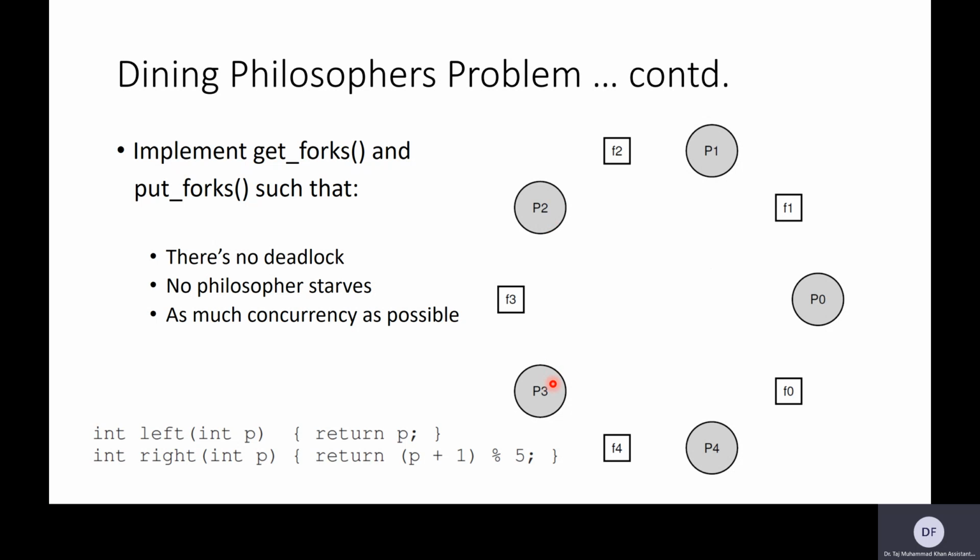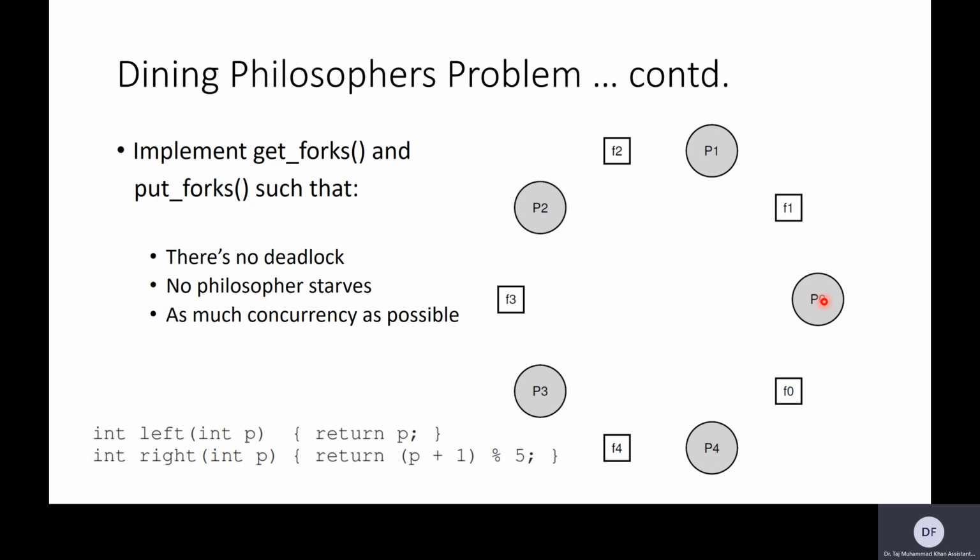P3 gets scheduled, again calls get forks, calls sem_wait on the left one, acquires it, and before it can call sem_wait on the right, it gets descheduled. P4 gets scheduled, calls get forks, calls sem_wait on the left fork, acquires it, and then calls sem_wait on the right fork. The right fork, if you remember, has already been acquired by P0. So sem_wait will block. P4 will block in sem_wait on the right fork.